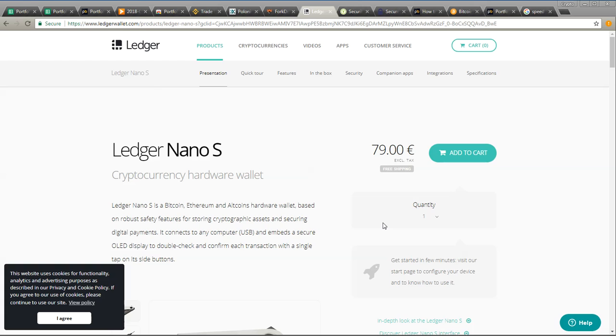The next device I'm going to recommend to everyone is the Ledger Nano S. And again, only buy these devices directly from the seller. You don't want to buy from a third party who could have tampered with the device. And this is really a high-tech key to access your different cryptocurrencies and store them directly in the blockchain.